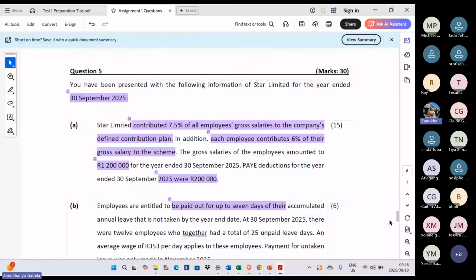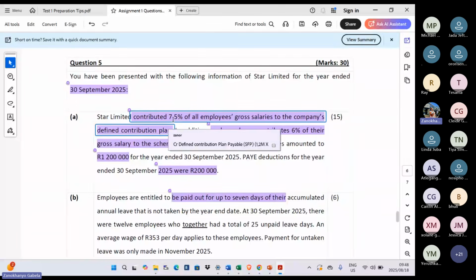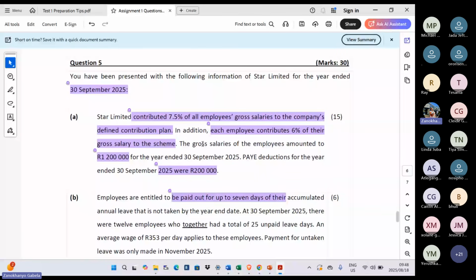And then let's go to A. A says Star Limited contributed 7.5% of all employees' gross salaries to the company's defined contribution plan. Perfect. That means now you're going to say 1.2 million multiplied by 7.5%. Therefore, that's going to be one of the amounts you're going to use when you're crediting this defined contribution plan payable. So with this sentence here, there's an obvious journal entry, which is credit defined contribution plan payable by 7.5% of this 1.2 million. This is because it's Star Limited, the employer, who's contributing.